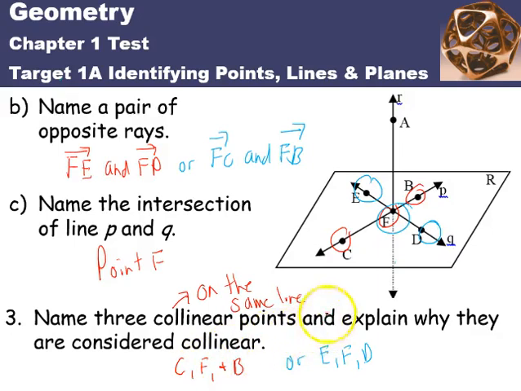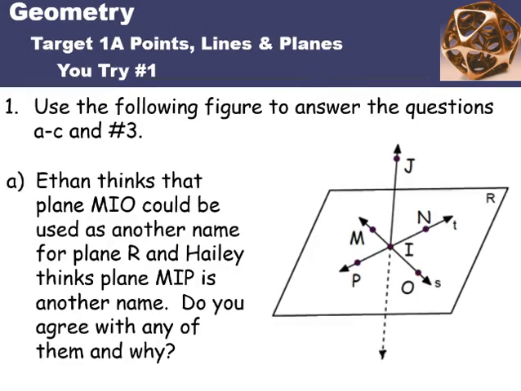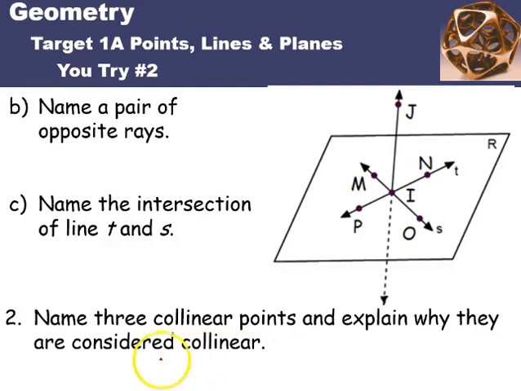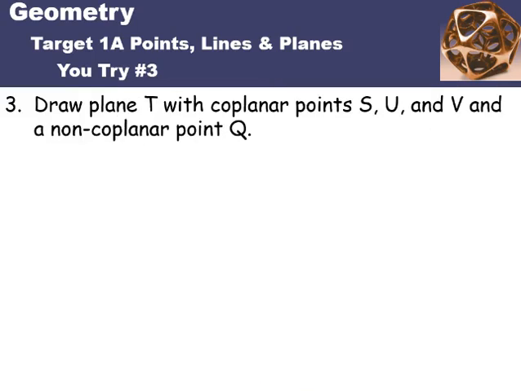It says, why are they considered collinear? And the reason is they are on the same line. Okay, so we'll go back. So here when it says name 3 collinear points, you also have to say why they are considered collinear. Okay, and again, here was that last problem. All right, good luck.